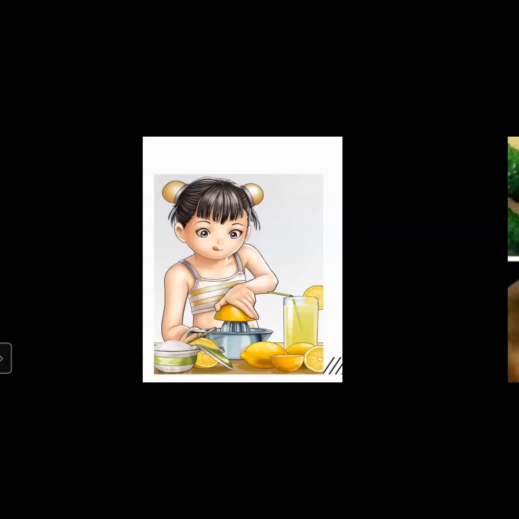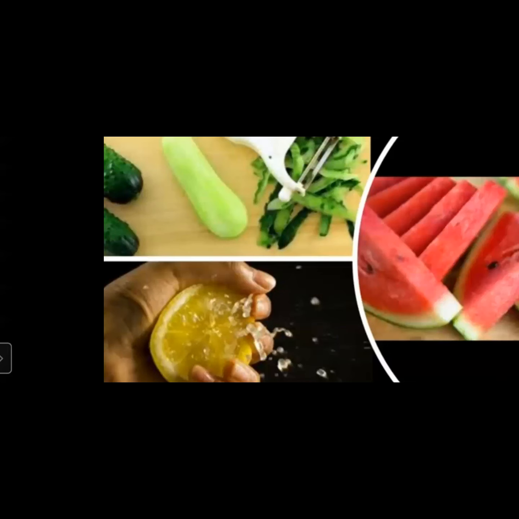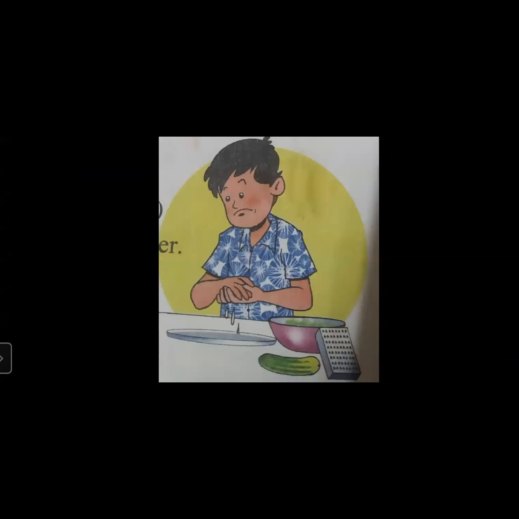Now you can see here. What is this boy doing? Yes. Can you tell me, children? With the help of your parents, you can do this experiment at home too. What you can do is take the help of your parents.